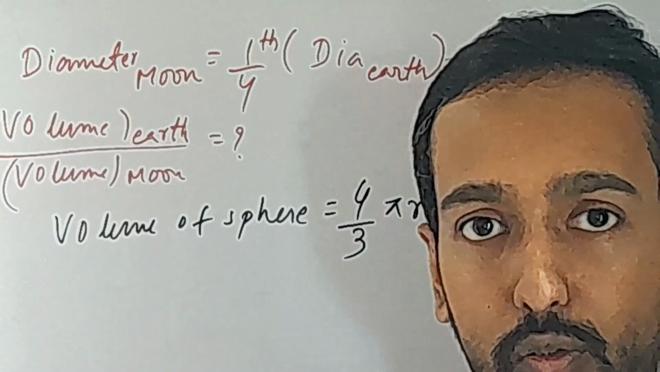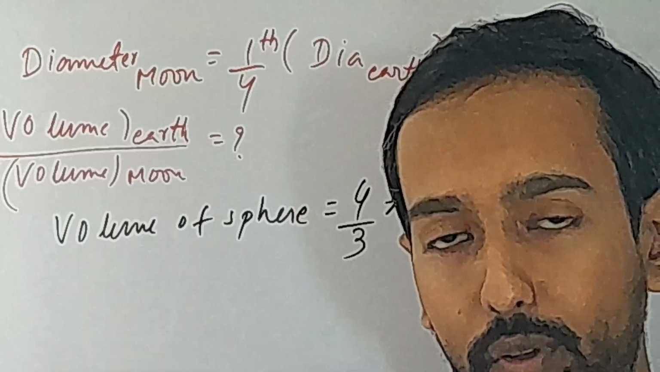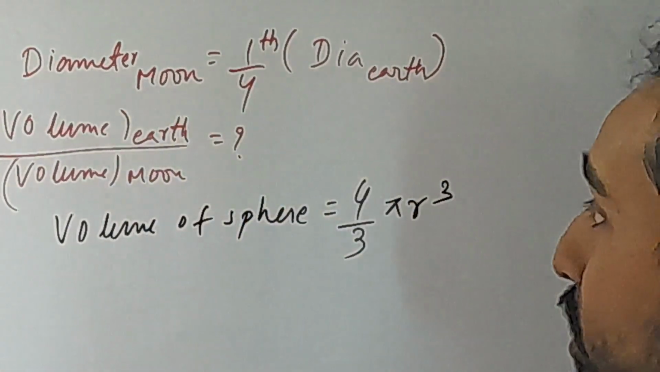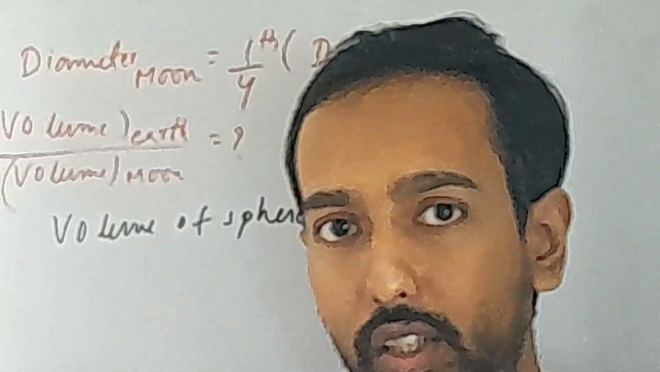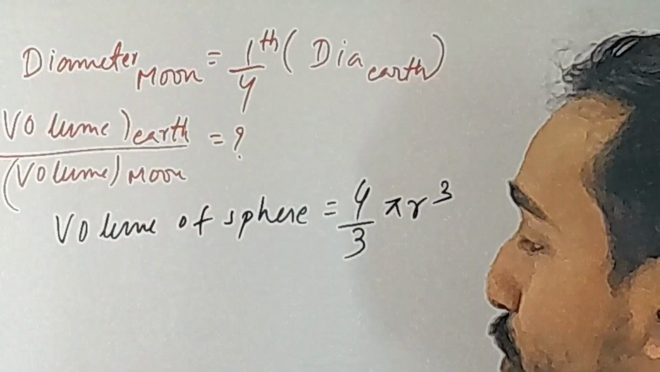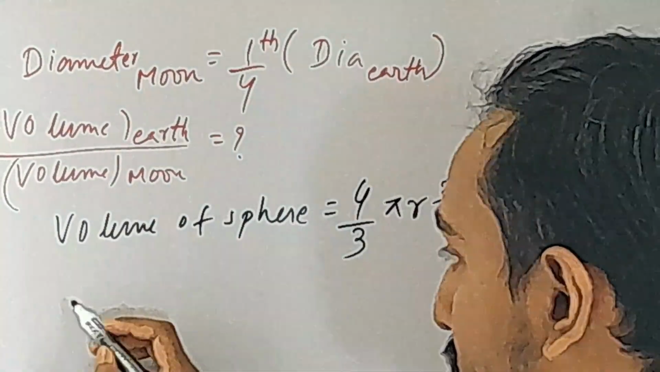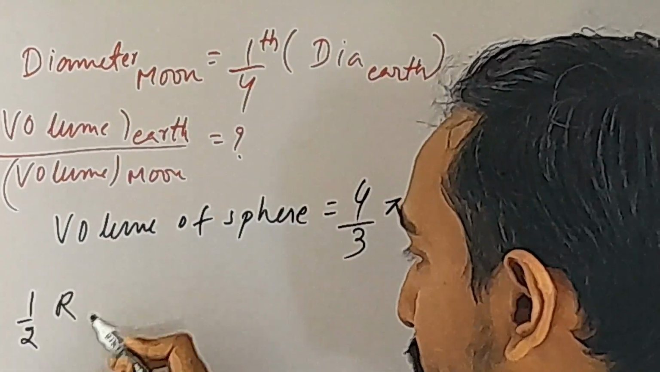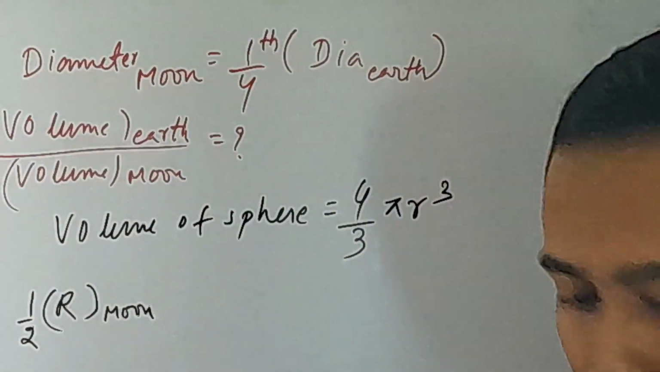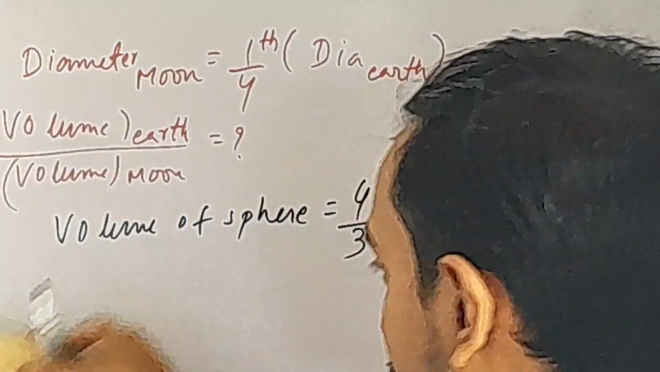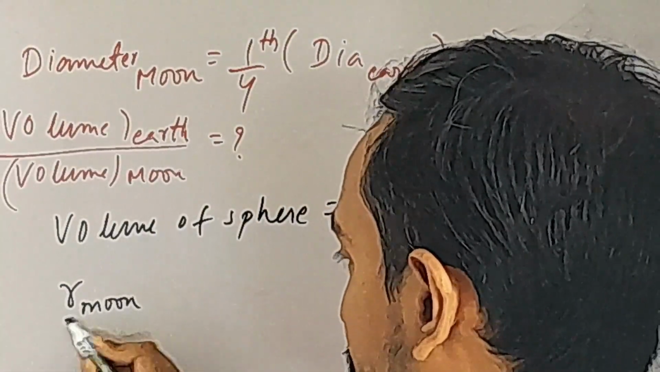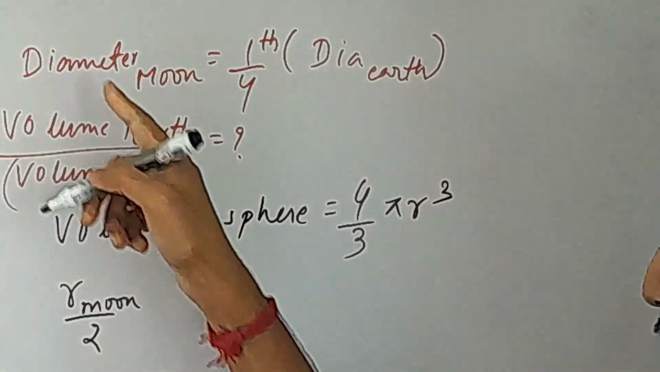Now, first we have to find out the radius of the sphere, that is the radius of the Moon and the radius of the Earth. So we are given that the diameter of the Moon is 1/4 of the diameter of the Earth. Now how will we write the diameter of the Moon? That we have to see. I wrote the diameter of the Moon as half of the radius of the Moon, r of Moon divided by 2.